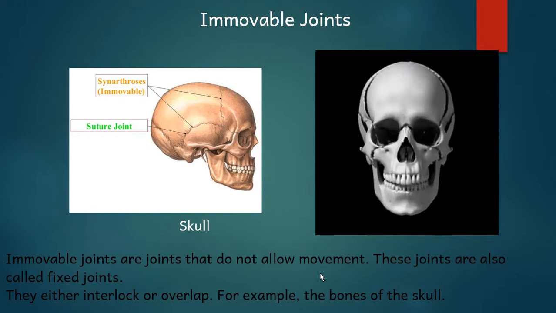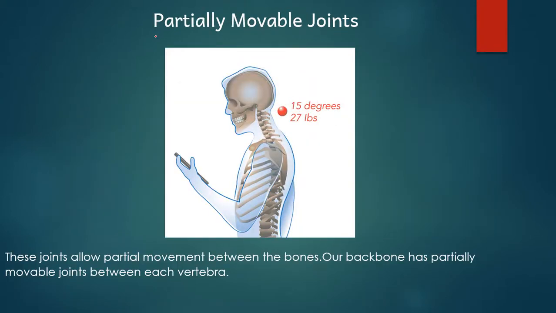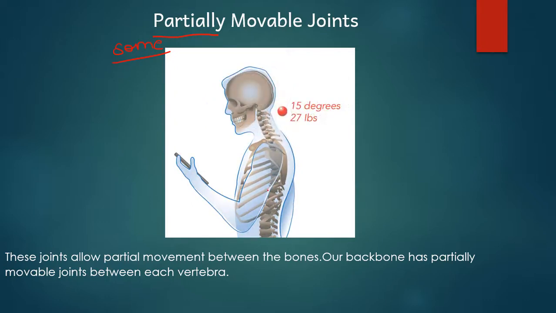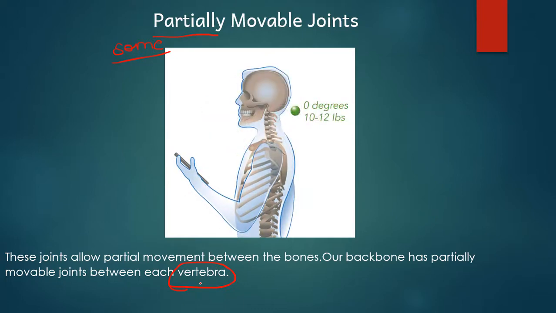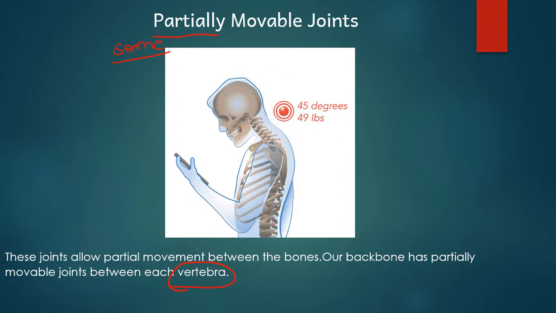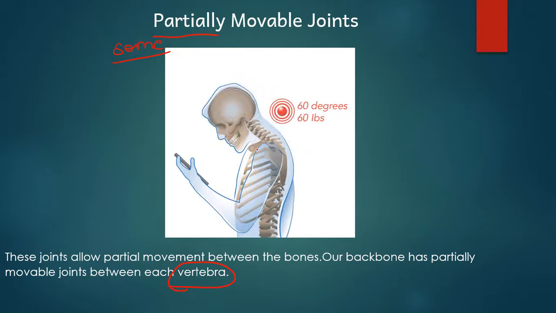You have to remember the examples, and with the name itself you will understand. Then partially movable. Partially means allows movement only to some extent. This partially movable joint is present in your vertebral column, which is said to be the spine, not the spinal cord, remember. This spine consists of 33 different small bones, and these bones are joined by partially movable joints which allow movement only to some extent.